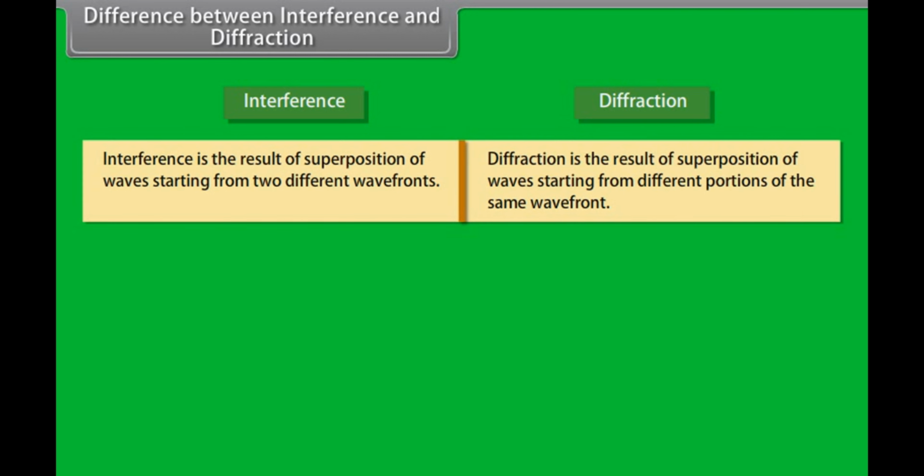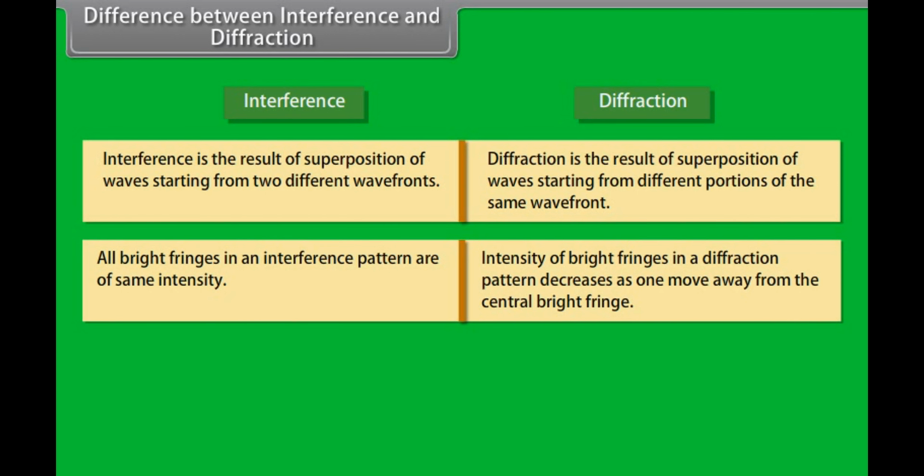Interference is the result of superposition of waves starting from two different wavefronts, whereas diffraction is the result of superposition of waves starting from different portions of the same wavefront. All bright fringes in an interference pattern are of the same intensity, whereas the intensity of brightness in a diffraction pattern decreases as one moves away from the central bright fringe.